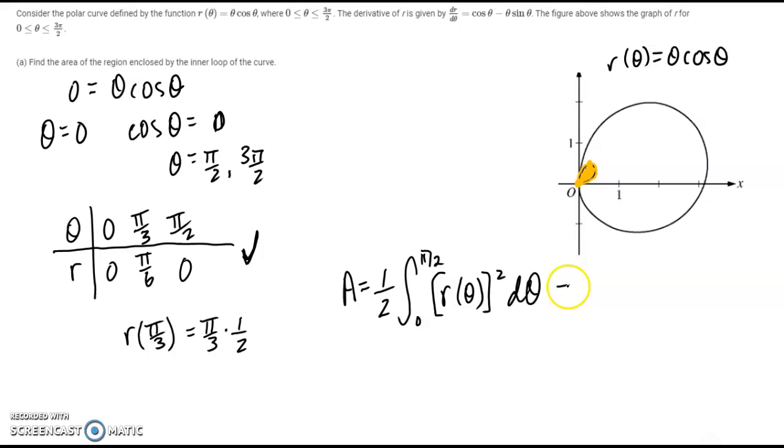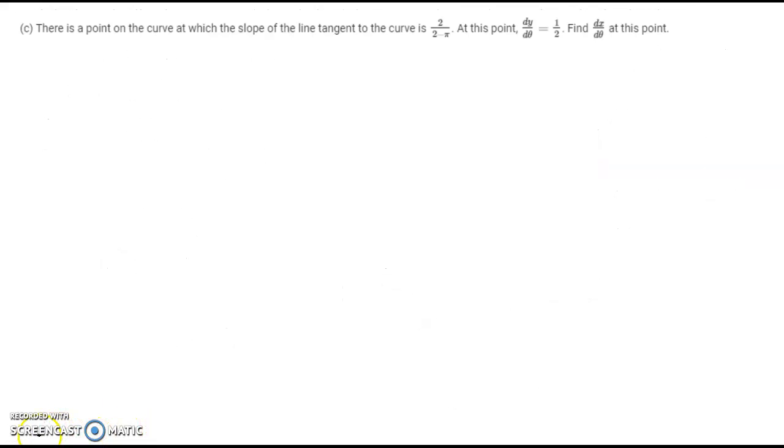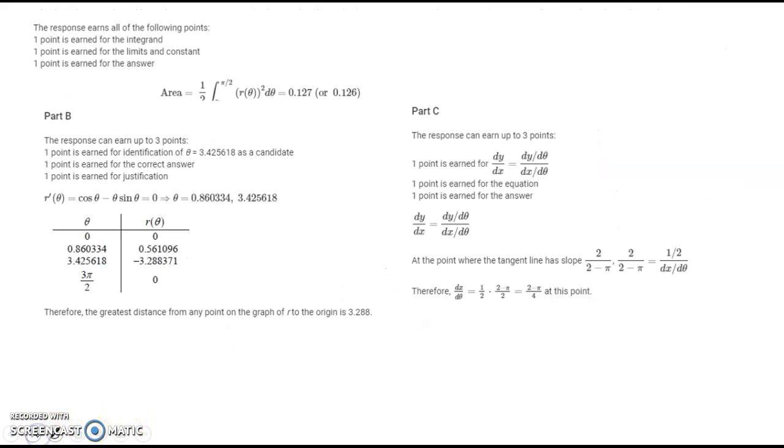Okay? And just in case I run out of time, this is calculator active, and the answer is, oh, I hope I wrote it down in there. I think it's 0.127. Hold on. Make sure I wrote it down in the right spot. Yeah.